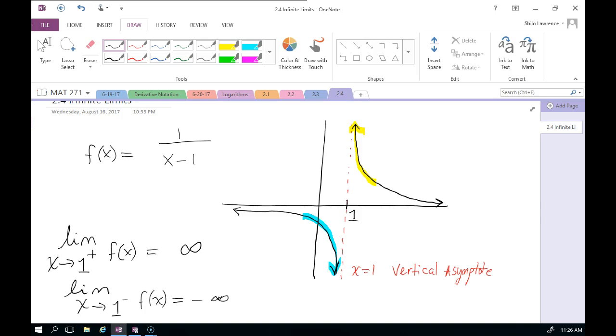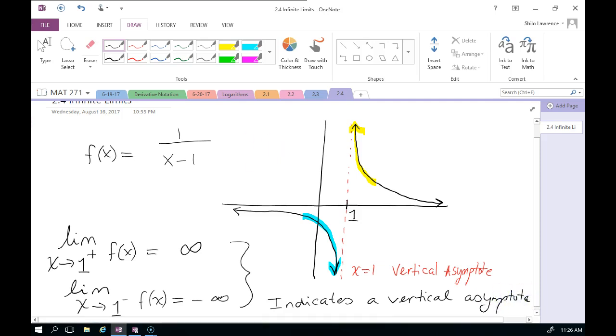Anytime this happens, it means we have a vertical asymptote. And the positive and negative on our infinities doesn't really matter. That's not what means the vertical asymptote. Just the fact that we get infinity in some way, shape, or form is what indicates a vertical asymptote. So we can tell graphically that we have positive or negative infinity as the limit. And we can also see that because of the vertical asymptote, we're going to get positive or negative infinity as the limits on either side of our vertical asymptote.